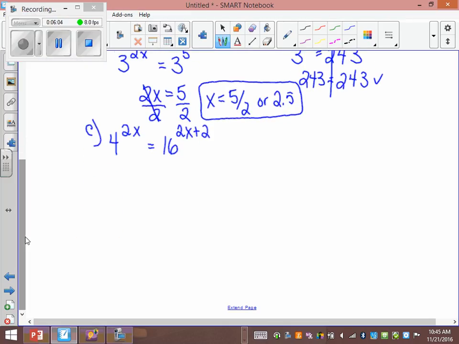So I can make them both be base 4. This one already is 4. 16 is 4 what? 4 to the power of 2. Then I have 2x plus 2.